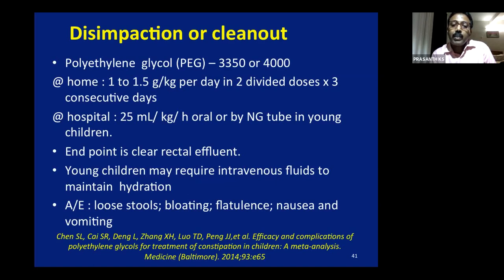The outgoing effluent should be clear. That is the end point. And young children may actually require intravenous fluid during the process to maintain hydration. Are there any side effects with this process? The children may at times have loose stools because of the purgative action, bloating, flatulence, and occasionally nausea and vomiting.